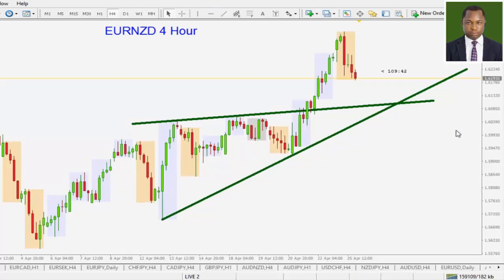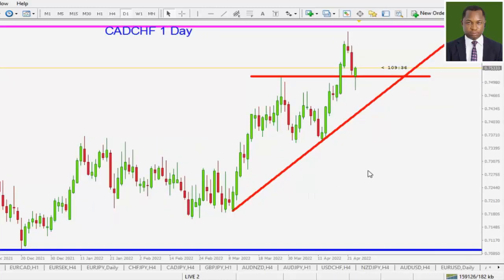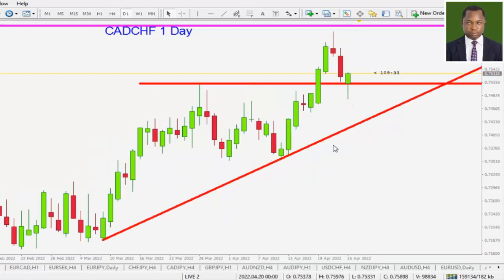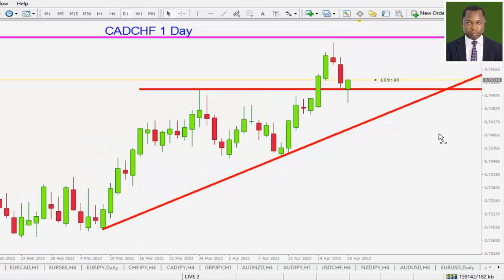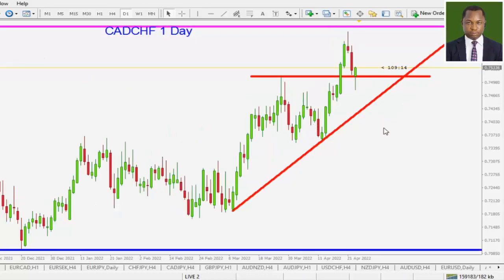Let me just quickly look into another pair. The Canadian dollar against the Swiss franc. This is the daily time frame. Well, I have already analyzed this pair. I have already gone through this pair. What we are seeing here is more like the breakout, pullback, then we are seeing a bounce. Well, I am really being very careful with this.